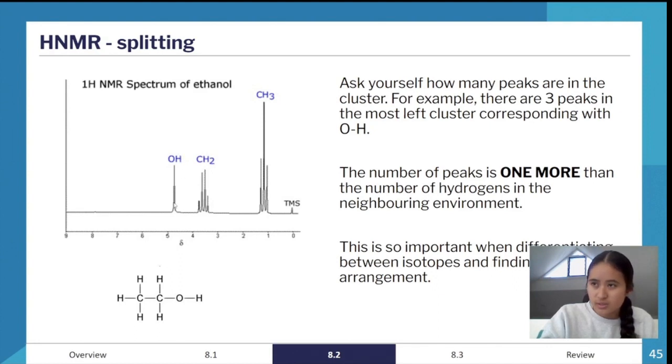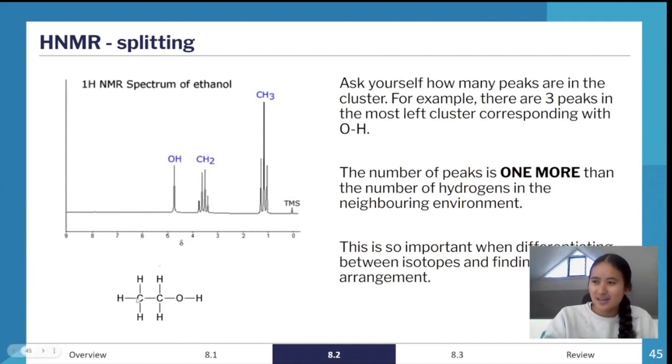So you have the 2 small ones on the outside and the highest one in the middle. So the OH and the CH3 have 3 mini peaks, and then the CH2 has 4 mini peaks. What happens in HNMR is the number of peaks in the cluster is 1 more than the number of hydrogens in the neighboring environments. So if we look at the CH2 here, it has 4 mini peaks. That means 4 is 1 more than the number of hydrogens in the neighboring environment.